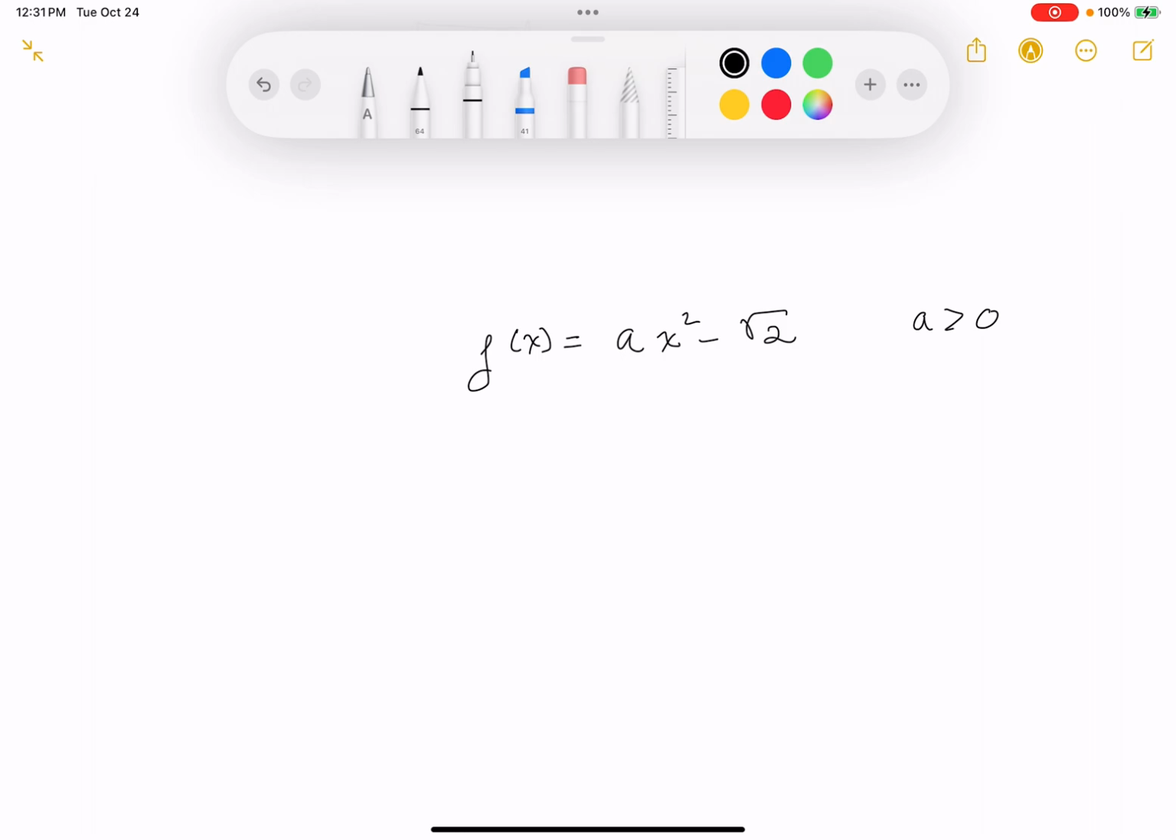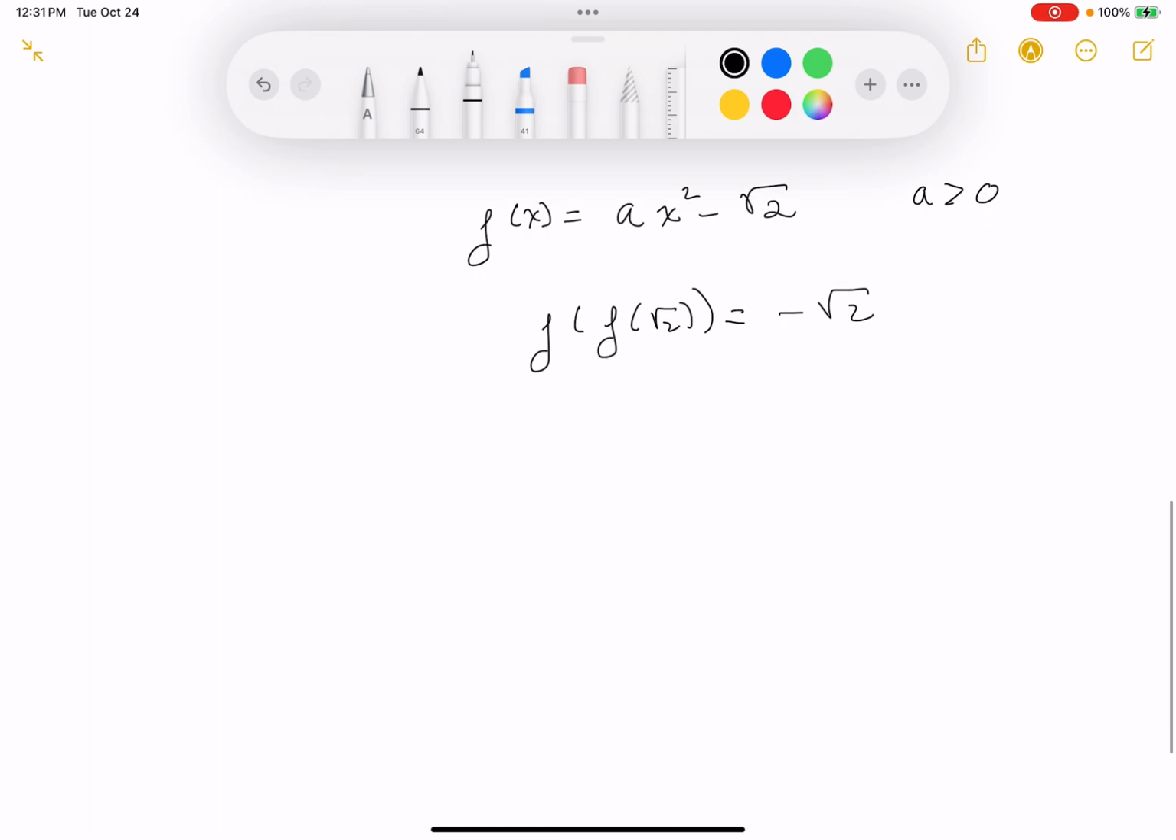A is positive. Then they go on to say that f composed with f at root 2, and I'll do that in a moment, is equal to the opposite of the root of 2. Well, let's write this down. So it's going to be f. Now I got to compose this at root 2. What are you going to get? You're going to get a times 2 minus root 2. All right? And again, this has to be equal to minus root 2 at this point.